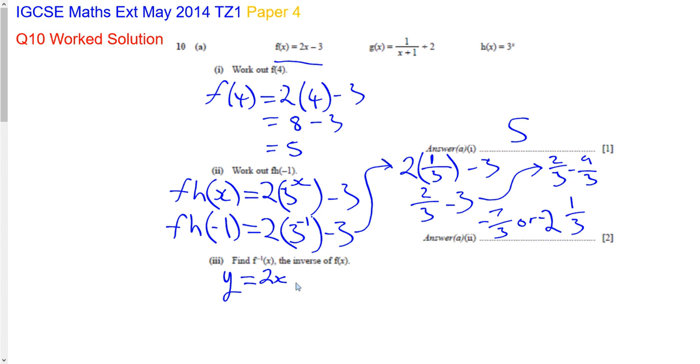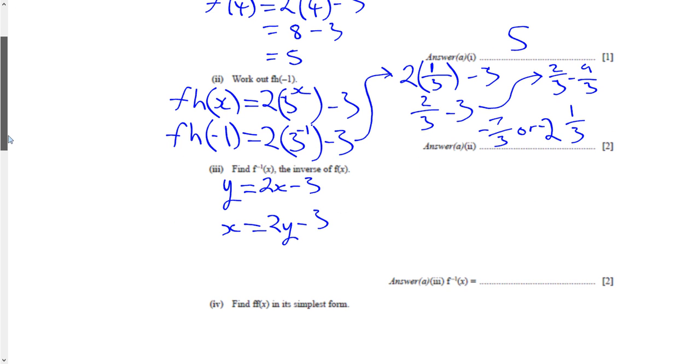2x minus 3. So to find the inverse, we're going to swap our x and our y's, and then solve for y again. So we're going to make x equal to 2 lots of y minus 3. We'll apply our algebra skills here. So I want to isolate my y here. I've got 2y. Let's get rid of that -3, so I'll add 3 on this side.